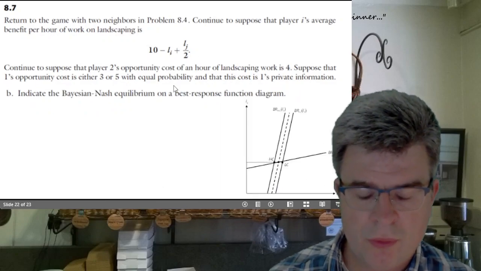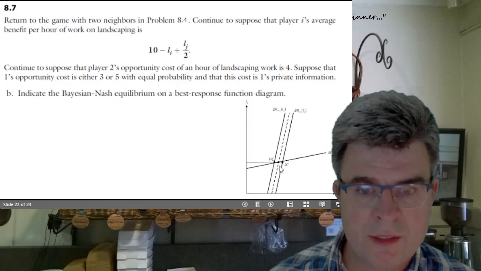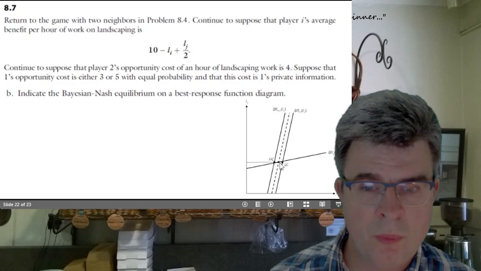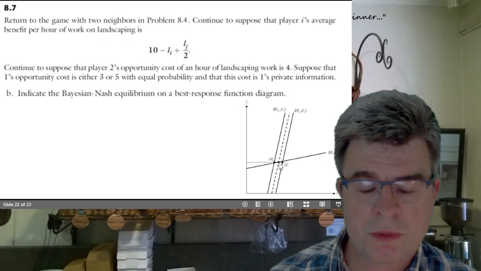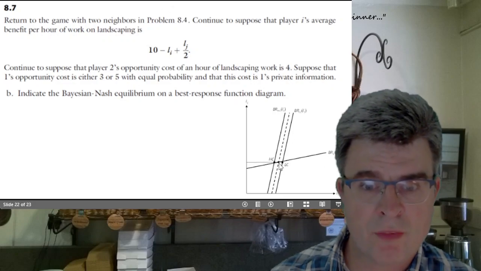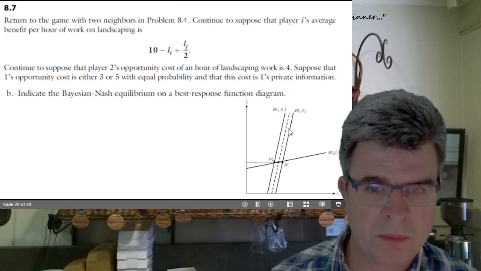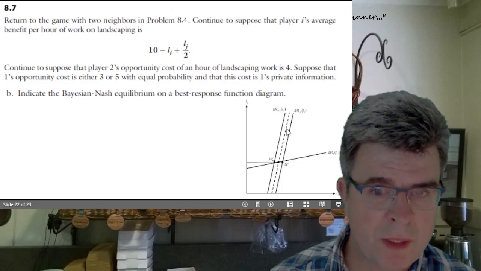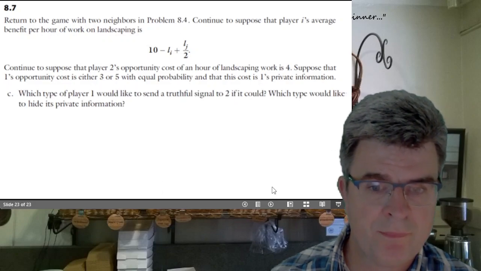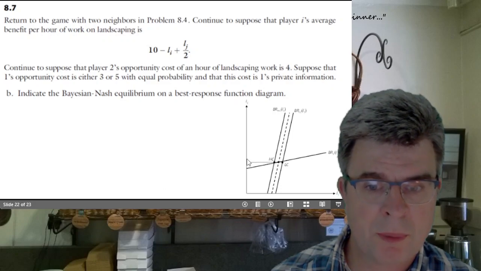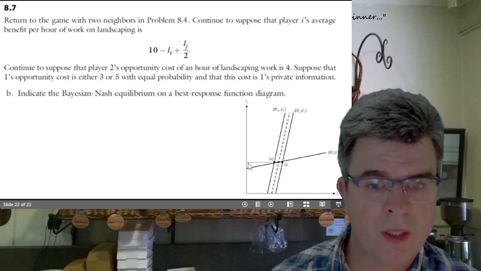Well, if you look at the graph, what you can see is that if you leave neighbor 2 in the dark, then neighbor 2 will just make an assessment of the average best response by neighbor 1. So he will make an assessment that on average the best response will look like this. And he will act accordingly and spend 4 hours of work on the garden.